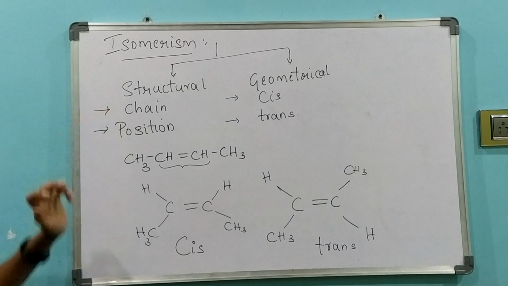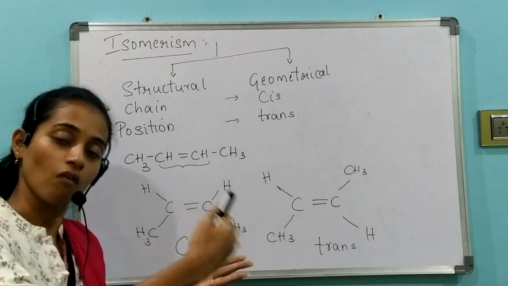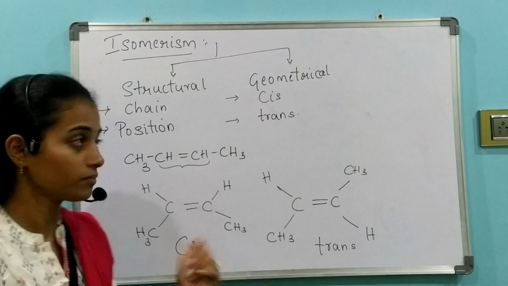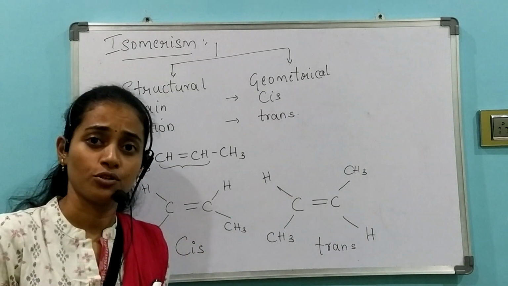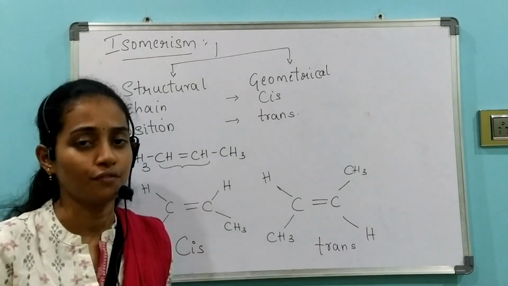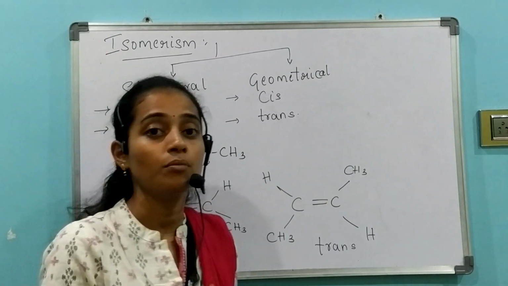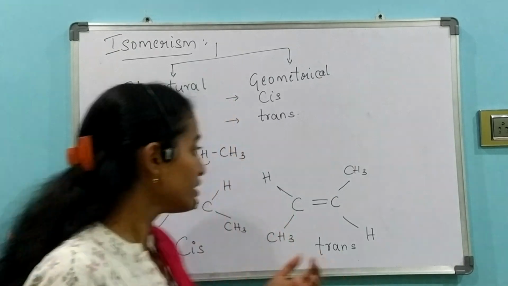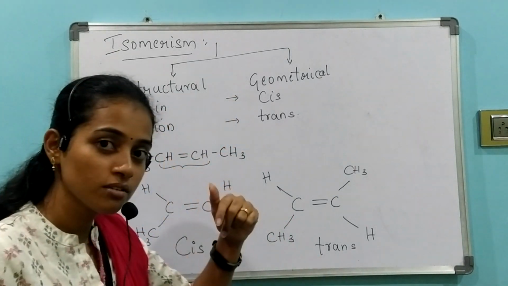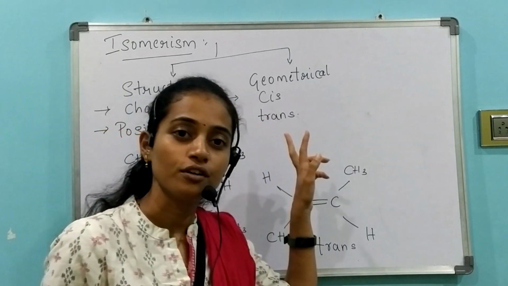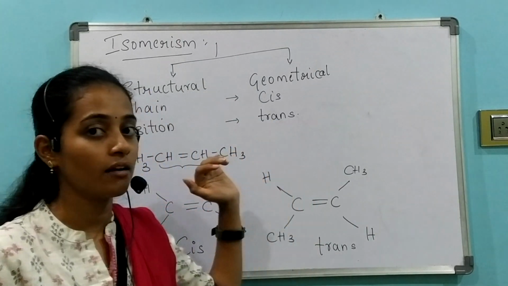Here, chain means either you will have a straight chain or you will have a branched chain. Position means the position of the carbon-carbon double bond will be different, but the chemical formula remains the same. Only the position of the double bond varies. Fine. And next is geometrical isomers, in which I have two types, that is cis and trans.